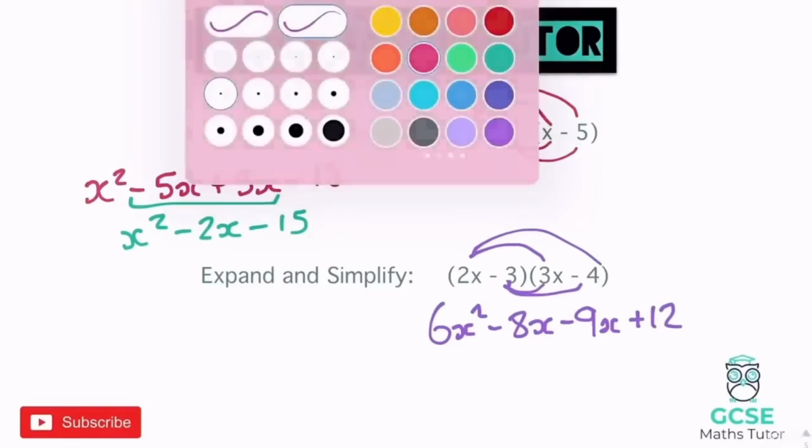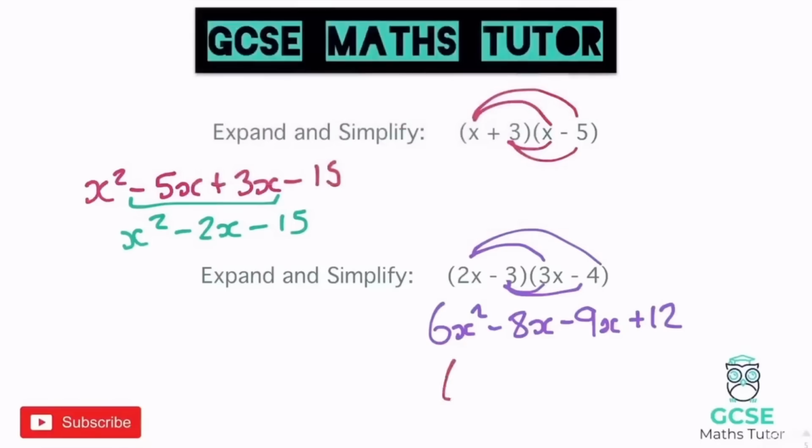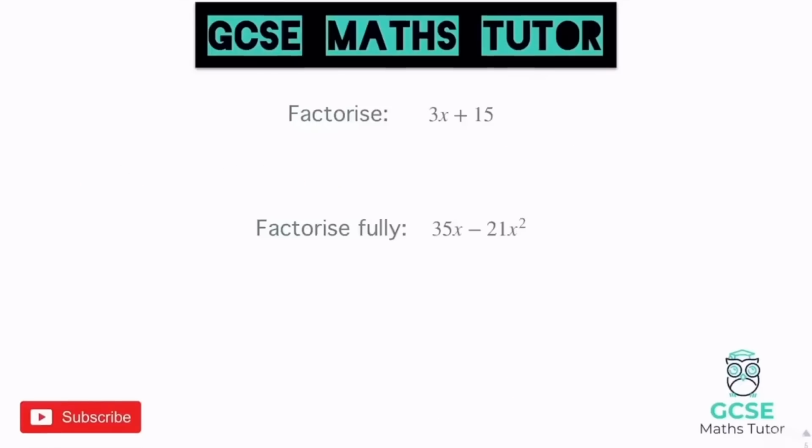And then again, just tidying this up, we have 6x squared at the start, and we've got negative 8, take away another 9x. So negative 8, take away another 9x is negative 17x. And then we've got that plus 12 at the end, and there's our final answer. And we've simplified it there with the simplifying in the middle. Final answer.